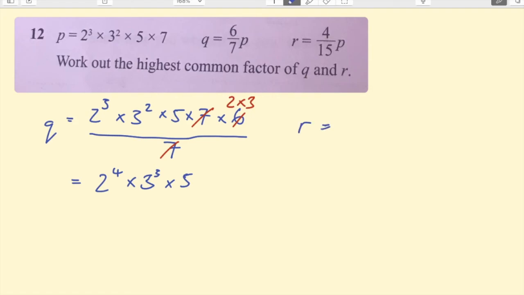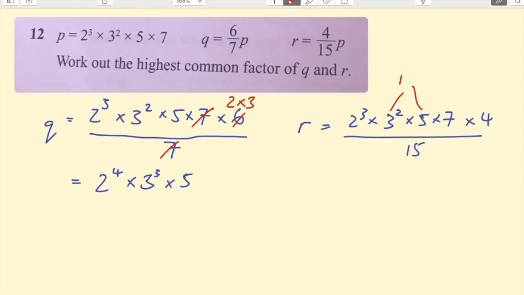And I can do the same thing with R, so I'll substitute P into R. So I've got 2 cubed times 3 squared times 5 times 7, multiplied by 4, all divided by 15. Now this is slightly more complicated because I don't have a 15 on the top line. However, I can create 15 using 3 and 5. So if I take one of these 3s and multiply it by 5, I get 15. And then I can cancel that with the bottom line. And then I can turn this 2 into 2 squared.